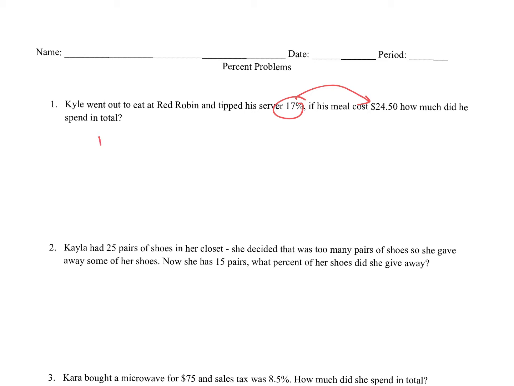So you can set up the proportion, 17 out of 100, which is 17%. Set it equal to, now 17 is the part, 100 is the whole. So when we have $24.50 in total, it's gonna be at the bottom. And we're looking for the cost of the tip. So we can cross multiply and divide. Okay, so you can pause the video and multiply on your own.